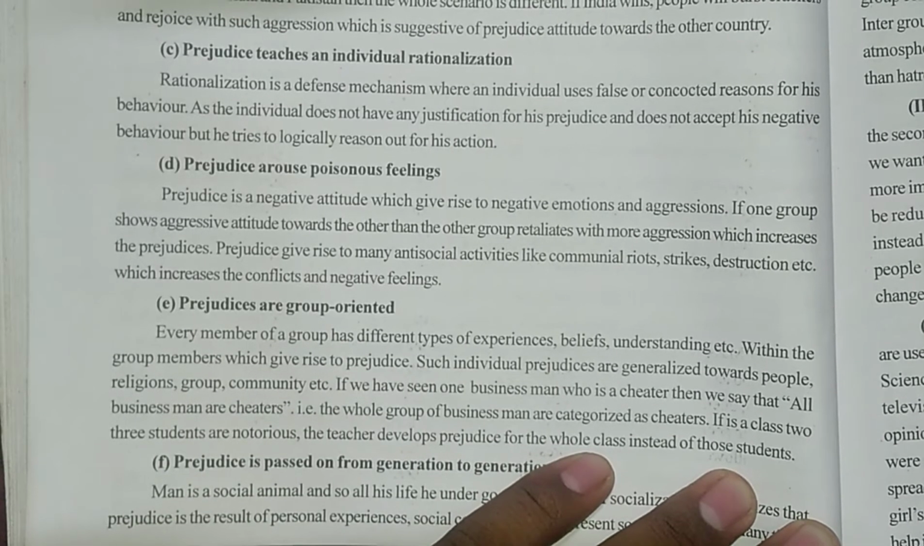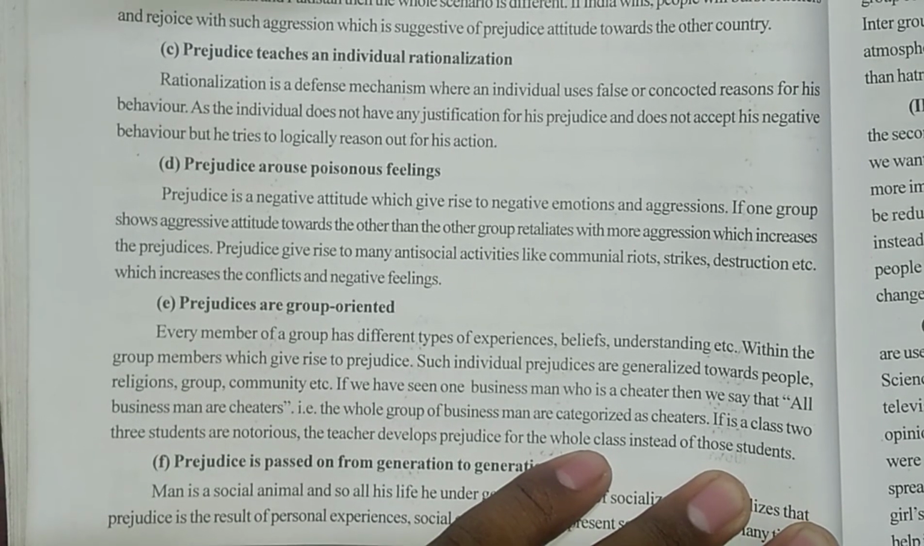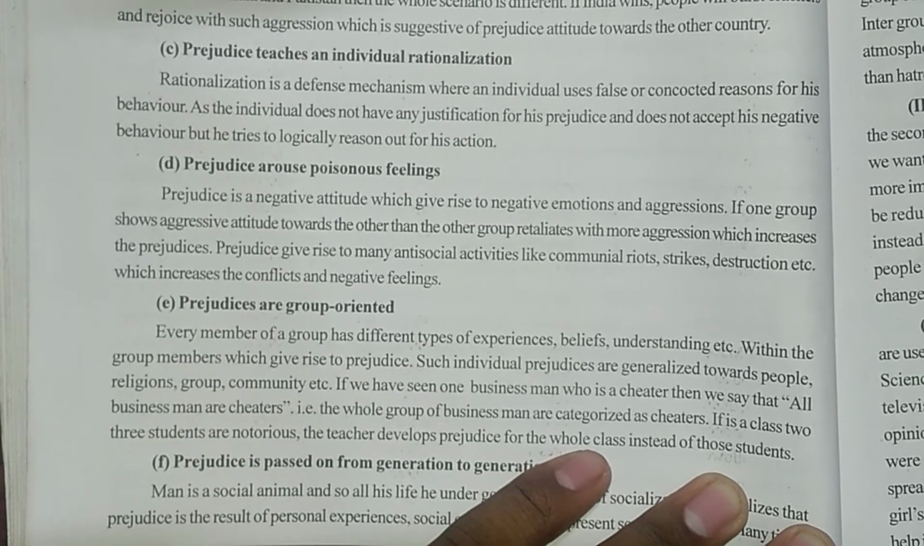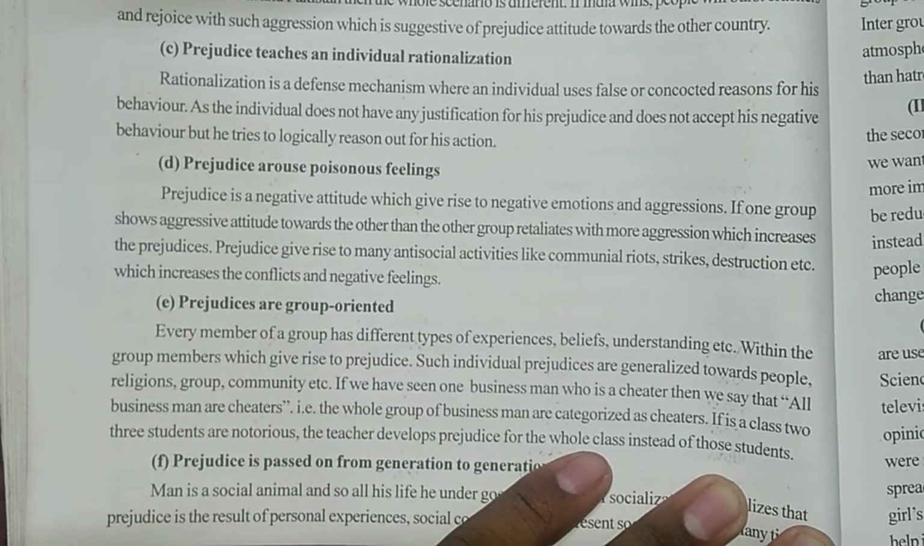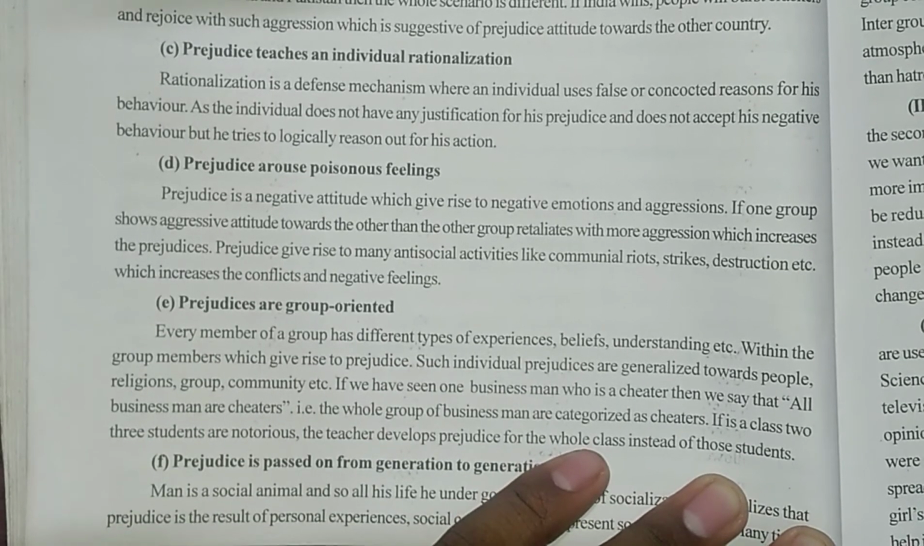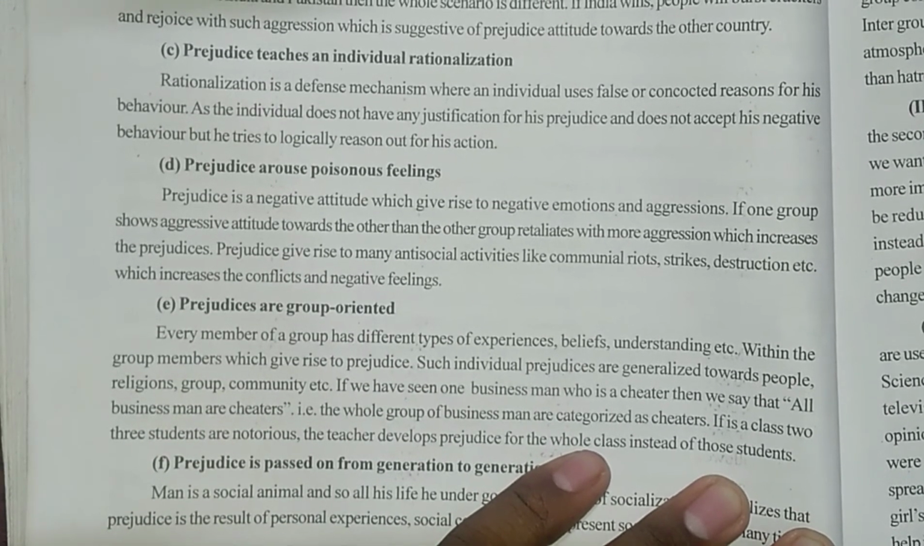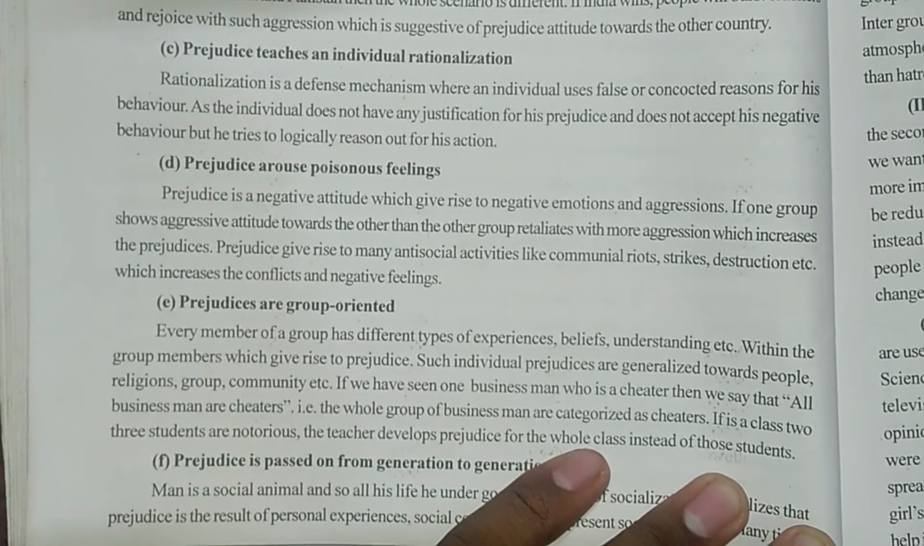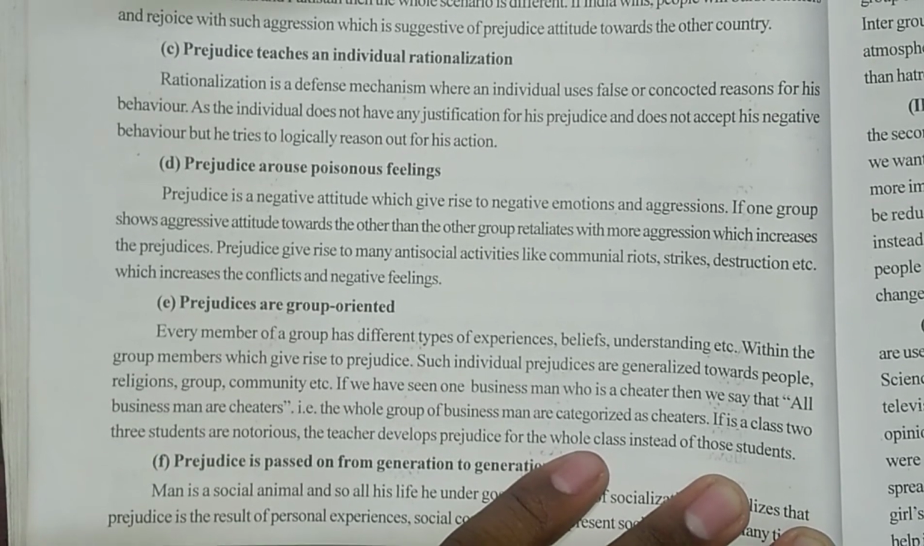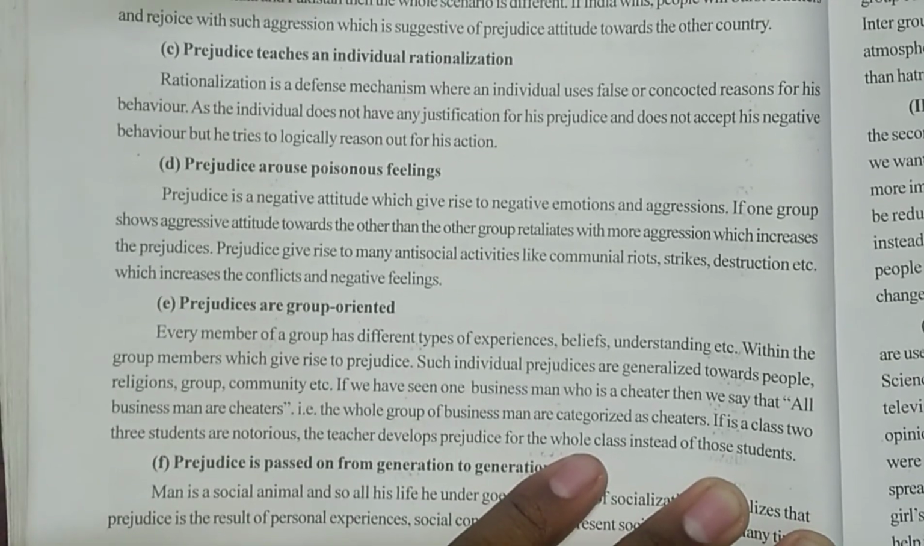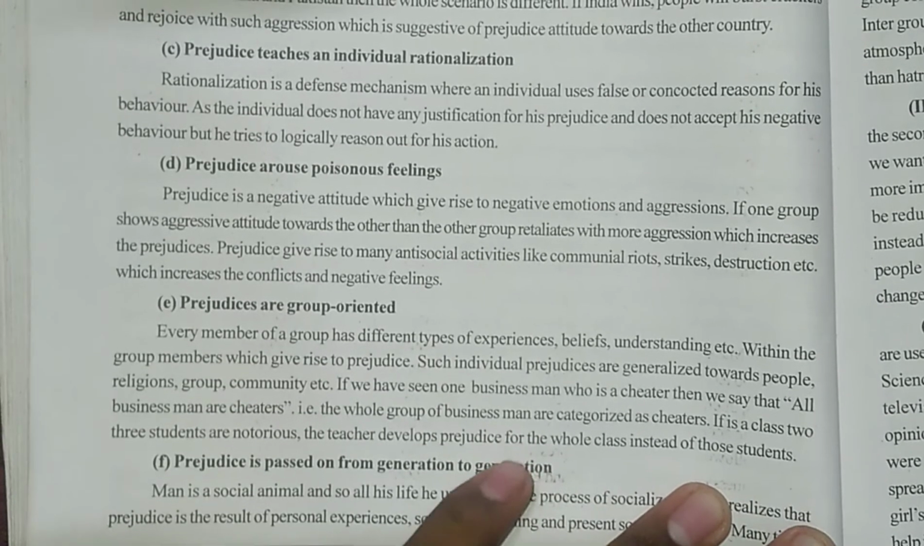Prejudice is a negative attitude which gives rise to negative emotions and aggression. If one group shows an aggressive attitude toward the other, then the other group retaliates with more aggression, which increases the prejudice. Prejudice gives rise to many antisocial activities like communal riots, strikes, destructions, etc., which increase the conflicts and negative effects. The prejudices are group-oriented.